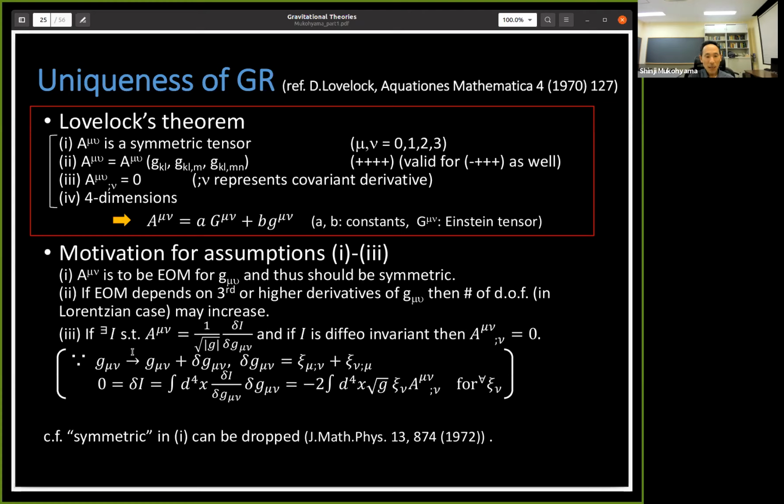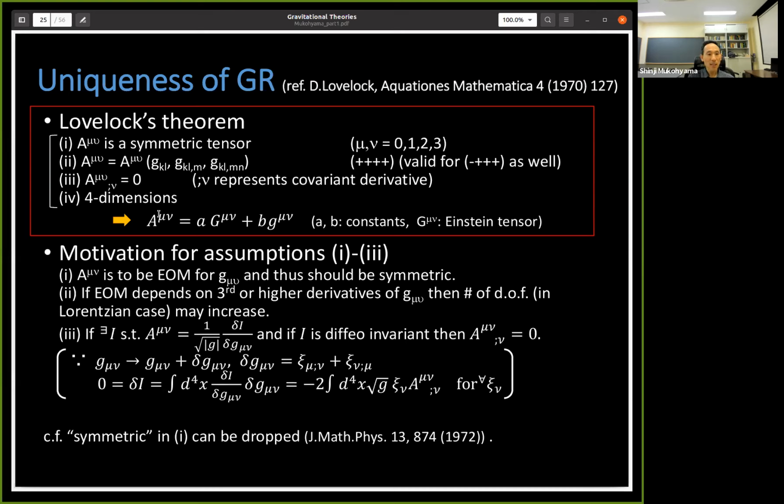So if there is an action such that the equation of motion is derived as the variation of the action, and the action is diffeomorphism invariant, then the divergence of this tensor is 0.